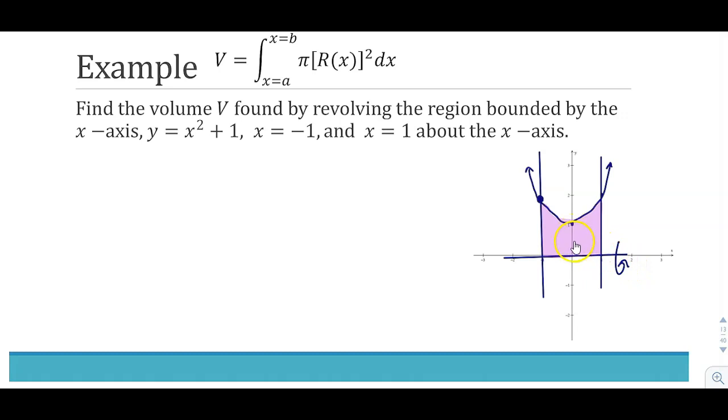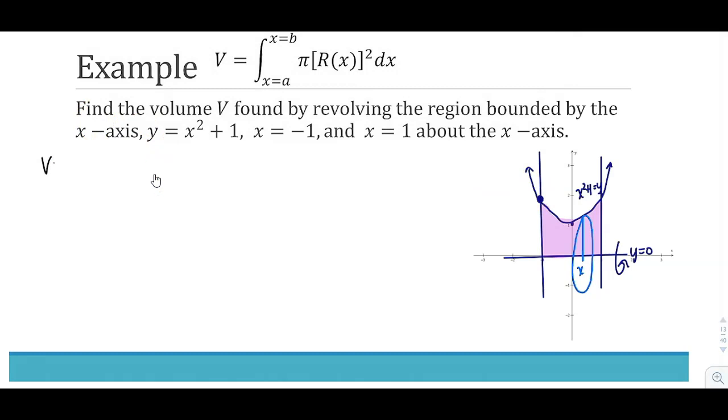So now the cross-sections are going to look like circles. So we can still think about constructing a cross-section as some generic x. So the cross-section would look like a circle when we revolve around the x-axis. And that radius would be top minus bottom. So this top function here was x squared plus 1, and the bottom function here is just y equals 0. So let's go ahead and set up and then find the volume.